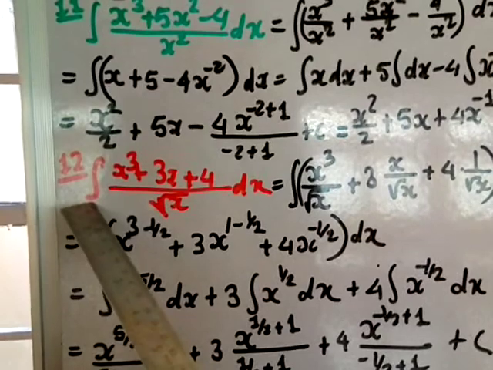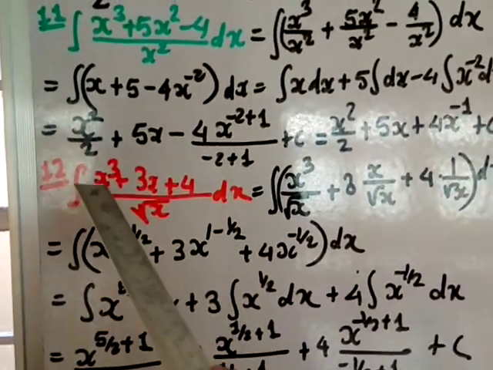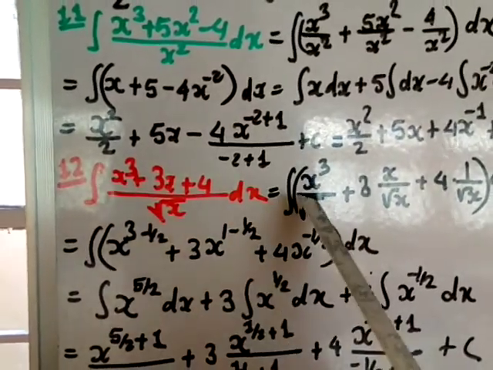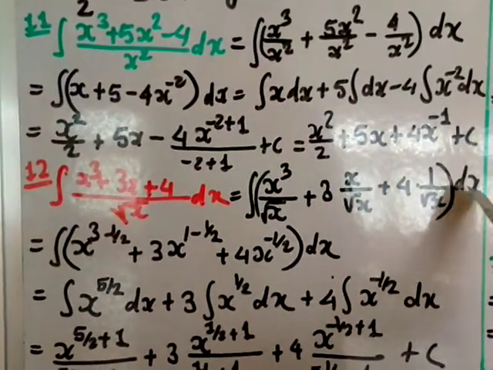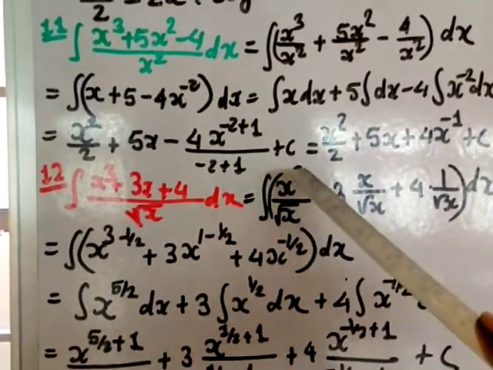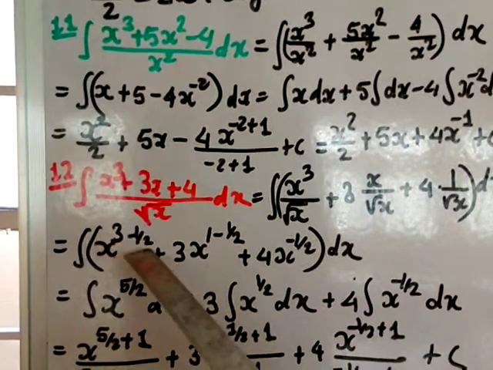Question number 12. Integral x cube plus 3x plus 4 divided by root x dx. I'll divide each term by the denominator. So x cube by root x plus 3x by root x plus 4 into 1 by root x dx. Root x means x power 1 by 2. So here x, here power 3, here power 1 by 2. So combined together means x power 3 minus 1 by 2.